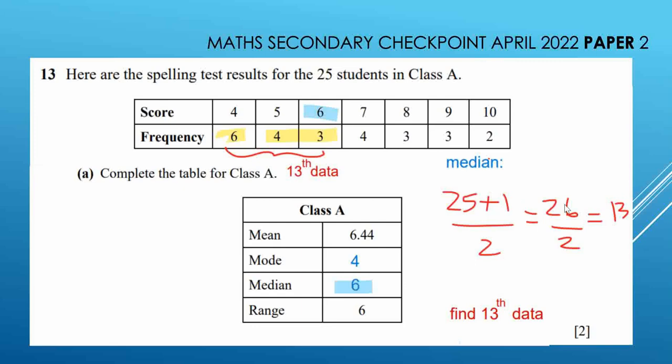25 plus 1 is 26, over 2 is 13, so we have to find the 13th data. 13 data we count from the frequency. 6 plus 4 plus 3 is 13. So the 13th data falls on this, so the score is 6. That is the answer.